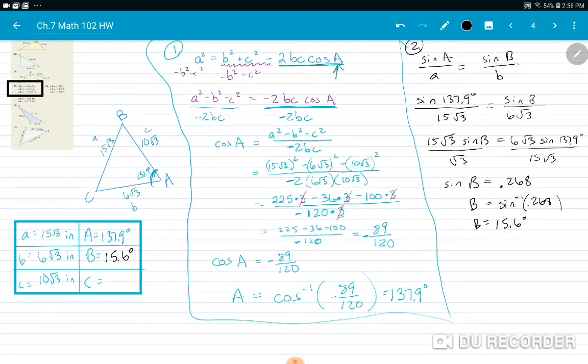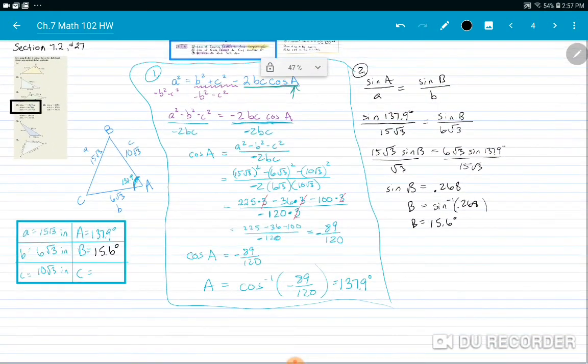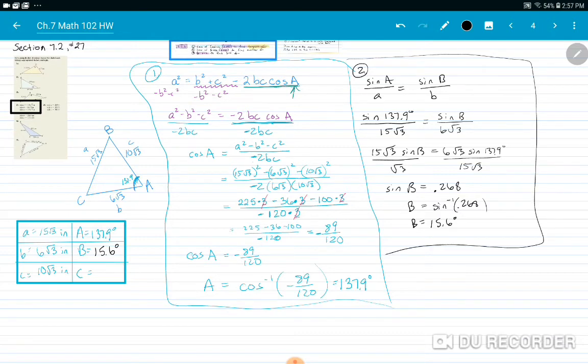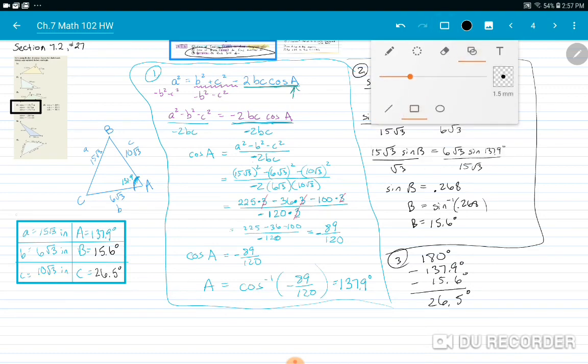And to get that third angle, I will use the triangle sum theorem. So that is step 3 right here. 180 degrees minus 137.9 degrees minus 15.6 degrees, which gives me 26.5 degrees. And that is a final answer.